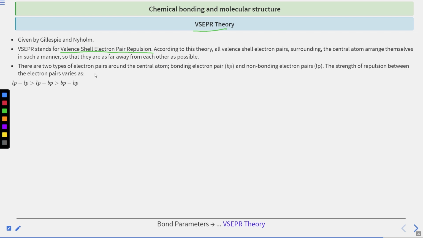There are two types of electron pairs around the central atom: bonding electron pair and non-bonding electron pair, called lone pair. The strength of repulsion between the electron pairs is highest for lone pair-lone pair, then lone pair-bond pair, and then bond pair-bond pair.